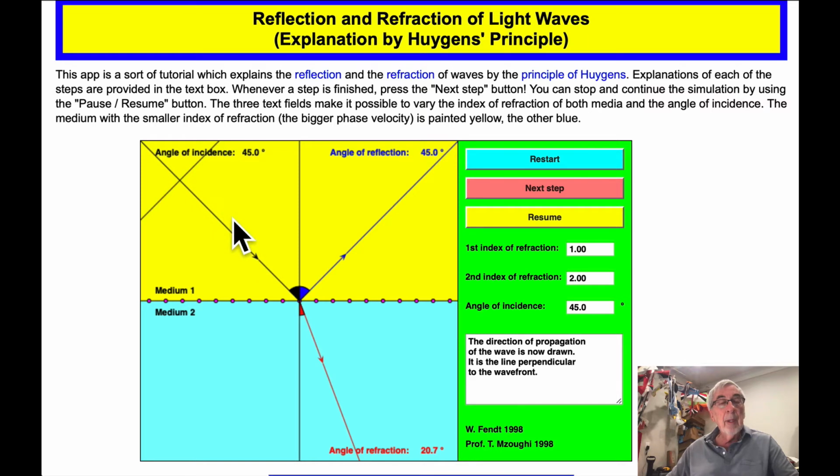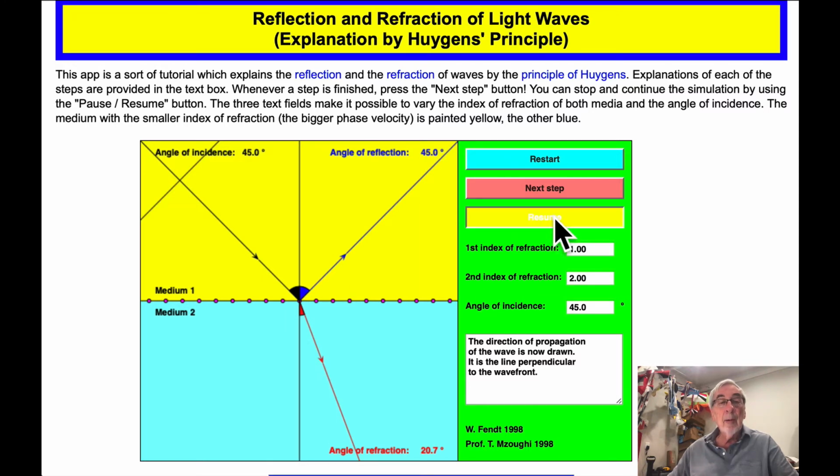Okay, here's the angle of incidence between here and here. The angle from the ray coming in to the normal. That angle of incidence, which is 45 degrees, is also the angle of reflection, okay, 45 degrees. So that's as expected. Here's the angle of refraction, which is 20.7 degrees. Notice, as I told you in the previous lecture, the ray always bends toward the normal in the material of higher index of refraction. Higher index of refraction, slower speed, smaller wavelengths.